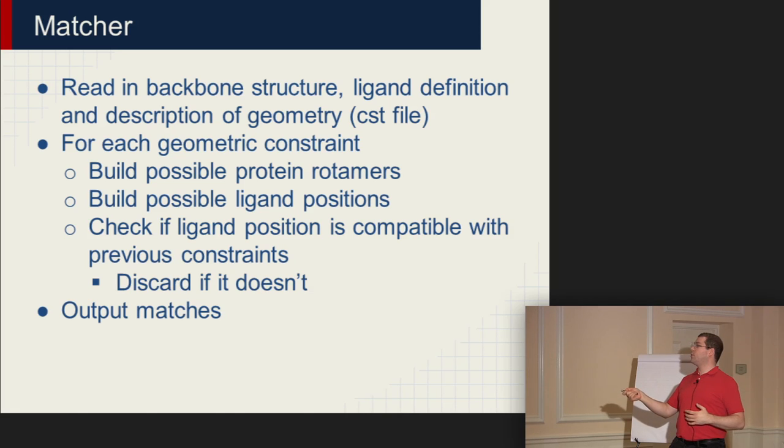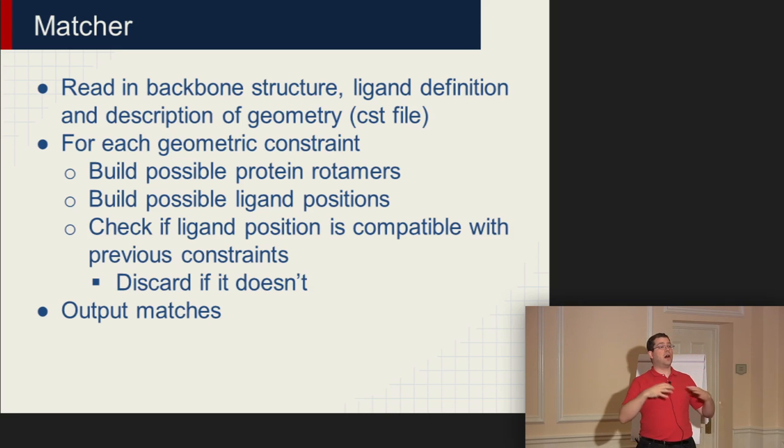And then for each of those interactions, for each of those geometric constraints that it needs to optimize, it builds possible protein rotamers on the backbone. It builds ligand positions based on those geometric constraints. It checks if that ligand position is compatible with the backbone of the protein and also with the other constraints, and discards it if it doesn't. And it keeps doing this for rounds and rounds until it finds ligand positions that are consistent with all of the different constraints. So you can build protein rotamers off of the backbone to form a ligand in the position that you want it to be in. And once that's done, it outputs those matches, which can then be used in further rounds of design and testing.